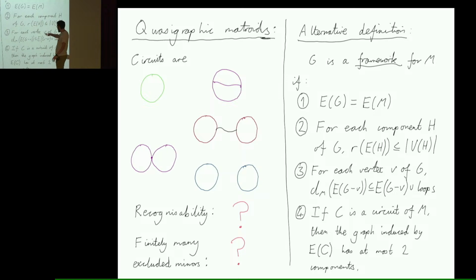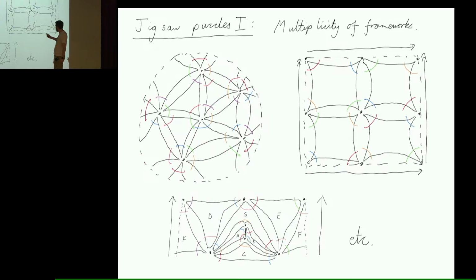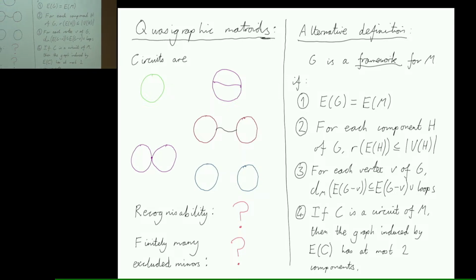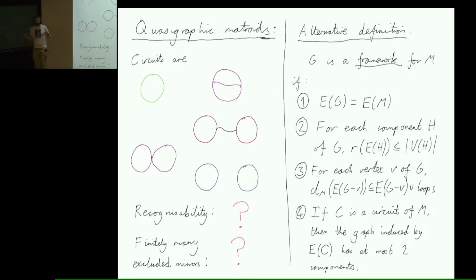We have some good ideas. And we expect, I'll just go back, we expect also that there will be finitely many excluded minors, but that's probably quite a lot harder. But I want to talk about some of the problems that come up when you look at these kinds of questions, and one tool that is helpful for attacking some of those problems. So the first problem, something James already talked about a bit, is that it's possible to have two different frameworks for the same quasi-graphic matroid. And the graphs can look really very different to each other.